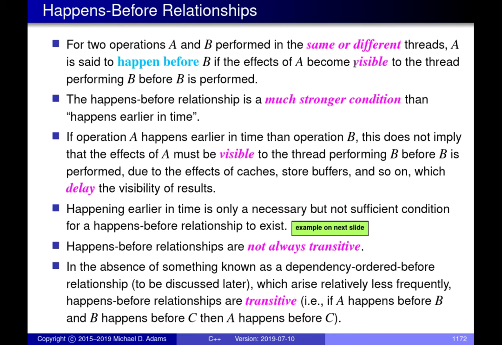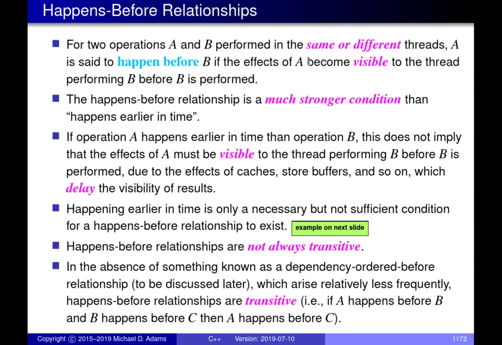When we say happens before, it's a much stronger condition than happens earlier in time. So happens before does not mean the same thing. Like if you ask your grandmother, what does happens before mean? Assuming she's not on the C++ standards committee or something, she's going to give you the wrong definition of happens before. Just define it as happening earlier in time. It does not mean it happens earlier in time. That's kind of part of it. It's a necessary but not sufficient condition for happens before to be satisfied. The important thing is the visibility.